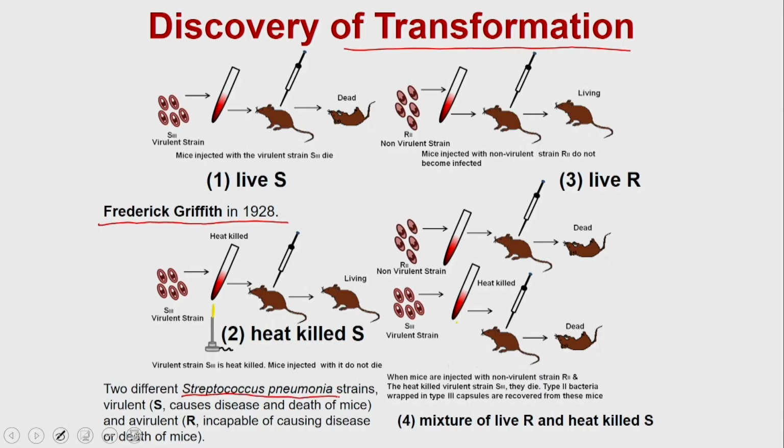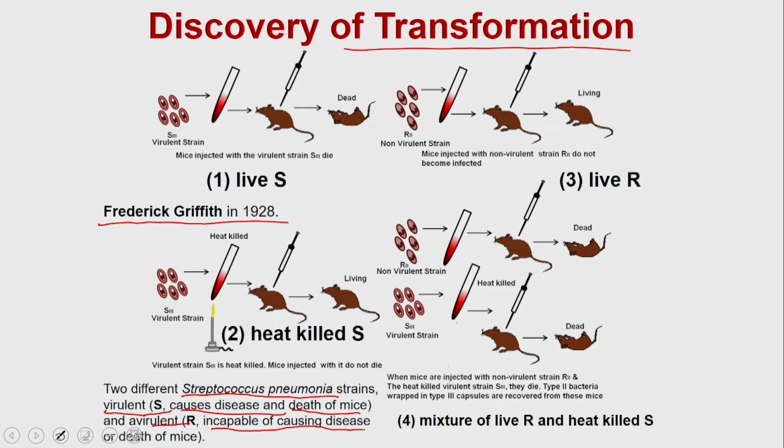So, Streptococcus pneumoniae, he has taken the two strains. One is called the virulent strain or the S strain. The virulent strain is causing the disease, and that actually is causing the death of the mice. And then he has also taken an avirulent strain or the R strain. The avirulent strain is incapable of causing the disease or the death of the mice. So, what you can see is that he has done the experiment in 4 phases.